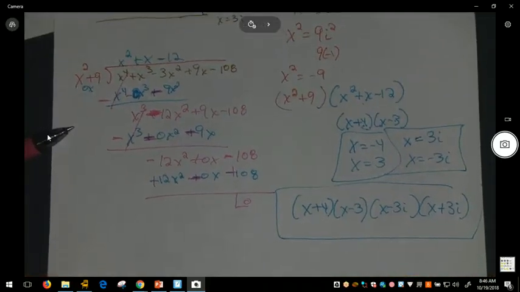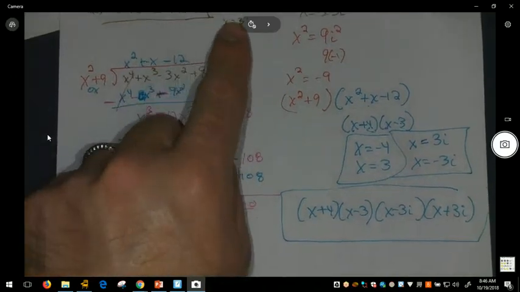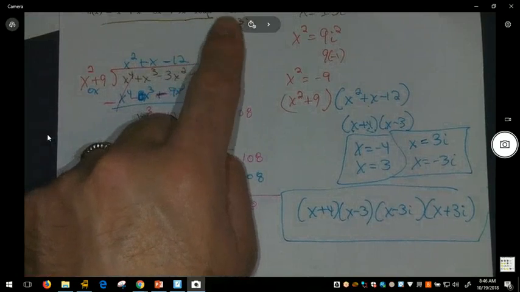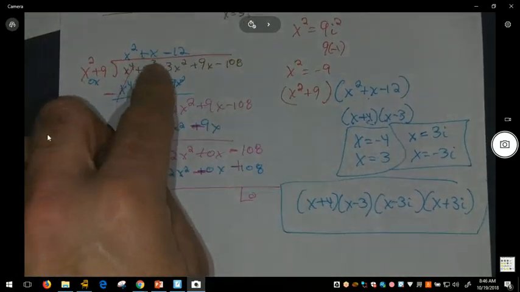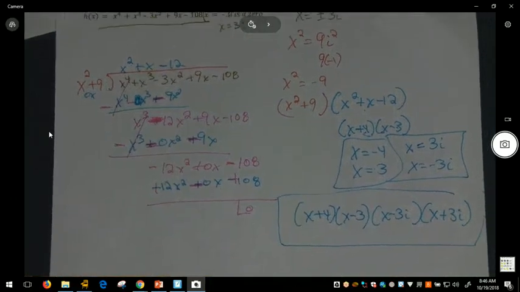This concludes the video examples for how to divide out, if you're given a complex zero, how to build the irreducible factor, divide it out, and solve the remaining equation.